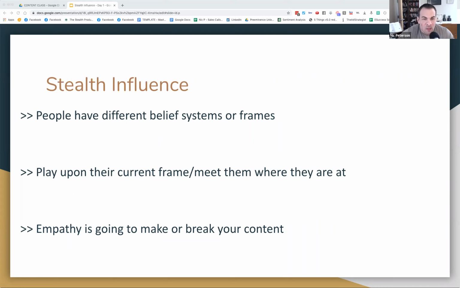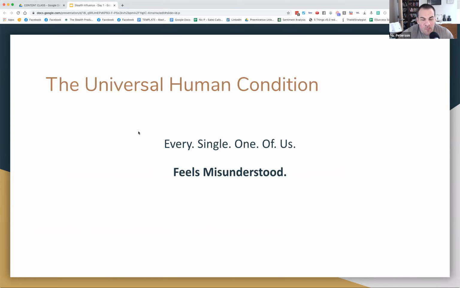And part of empathy, part of belief systems, is that we have to understand the fundamental human condition, right? There's one human condition. We all share it. And we all think we're the only ones that feel it, but we all share it. Every single one of us feels misunderstood. We all think we're a special snowflake. Yeah, that works for you, but I'm 5'3". Yeah, but I have 2 kids. Yeah, but you just don't get it.